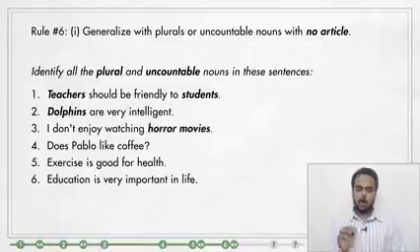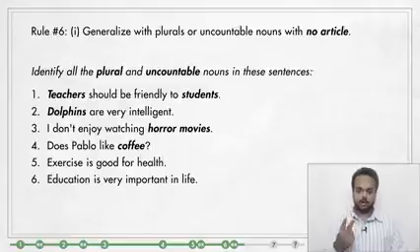In number 3, horror movies is what I'm generalizing about. I'm saying I hate all horror movies, not a particular one. In sentence number 4, coffee is an uncountable noun. And we use no article before it because, again, we want to ask if Pablo likes coffee in general.